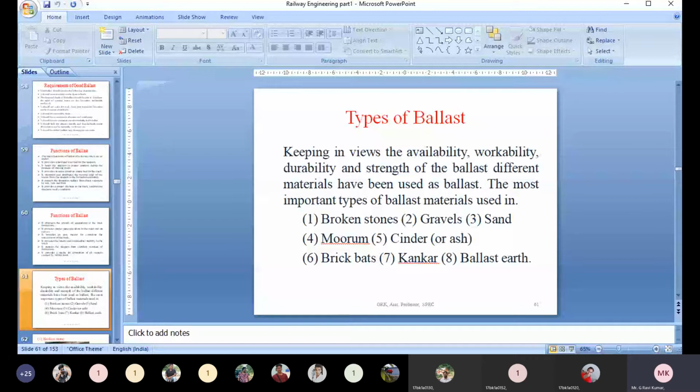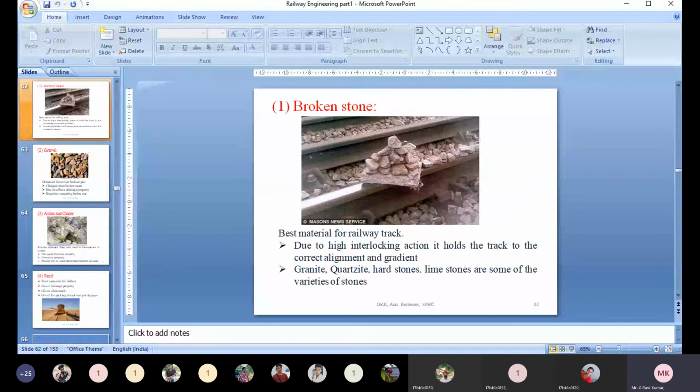Understand? Okay, coming to broken stone. The broken stone is nothing but the stones which have been broken up. Mostly coarse aggregate is called broken stone, and granite, quartzite, hard stones and limestones are the best examples which are used as ballast.